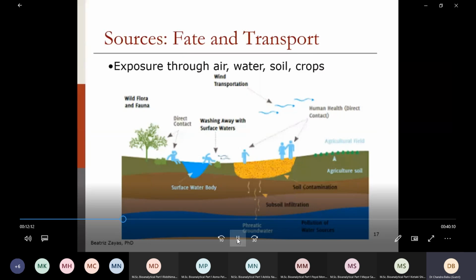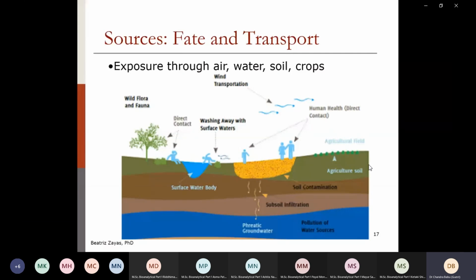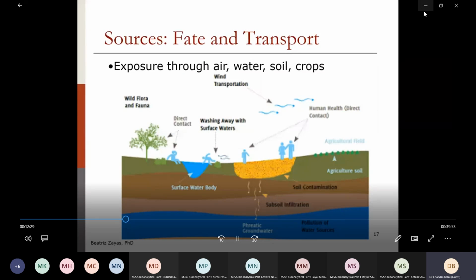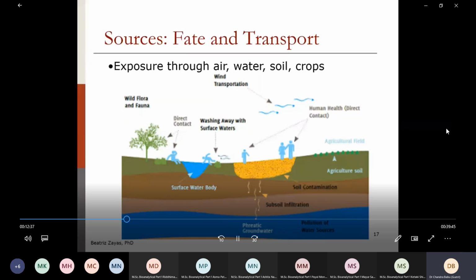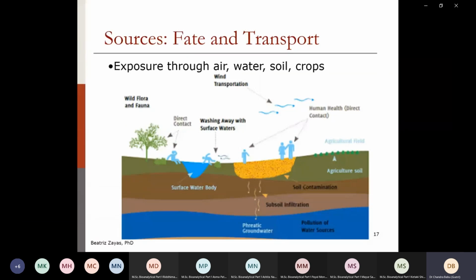Also keep in mind that once they are in the environment, they will encounter situations that will transform them. So they might not all be available even when they are present in the environment. They might not be available to be taken up. Another key characteristic is how lipophilic or volatile these substances are. If they are very volatile, they'll go more into air. If they're lipophilic, they might interact with organisms.